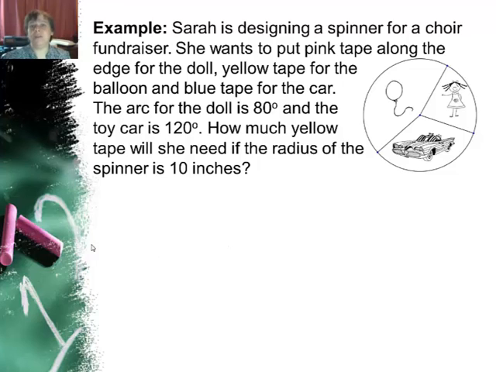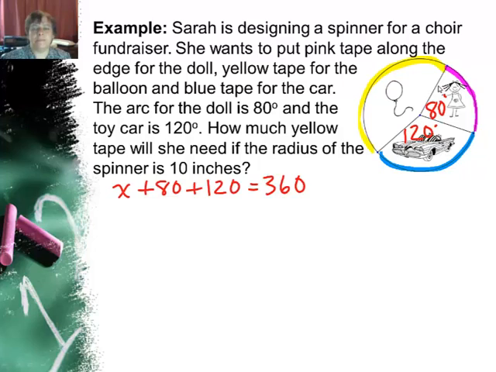Now we're going to take a look at an example. Sarah's designing a spinner for a choir fundraiser, and she wants to put pink tape along the edge for the doll, yellow tape for the balloon, and blue tape for the car. The arc for the doll is 80, and for the toy car is 120. How much yellow tape will she need if the radius of the spinner is 10 inches? So the 10 inches would apply to this length right here.